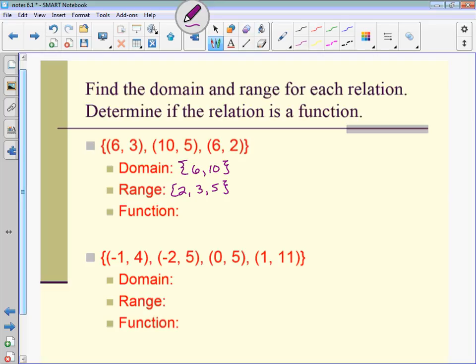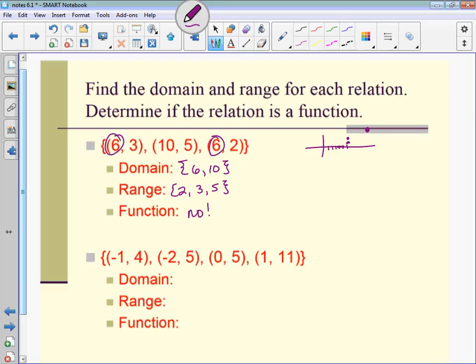Now, is it a function or not? Does it pass the vertical line test? Yes. Okay, if I plotted these points, so 6, 3, and 10, 5, and 6, 2. Do you see an issue there? Yes. Yeah. These are the same. So if any x's repeat, it's not a function. Y does not matter. You can have the same y 10 times and it doesn't matter.